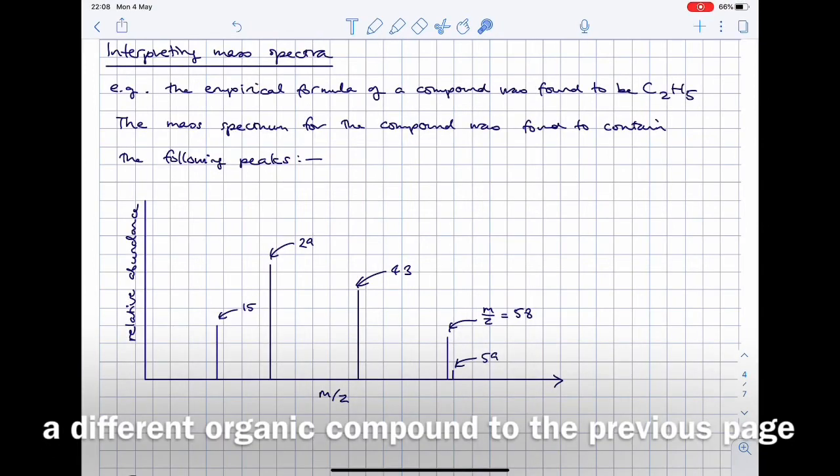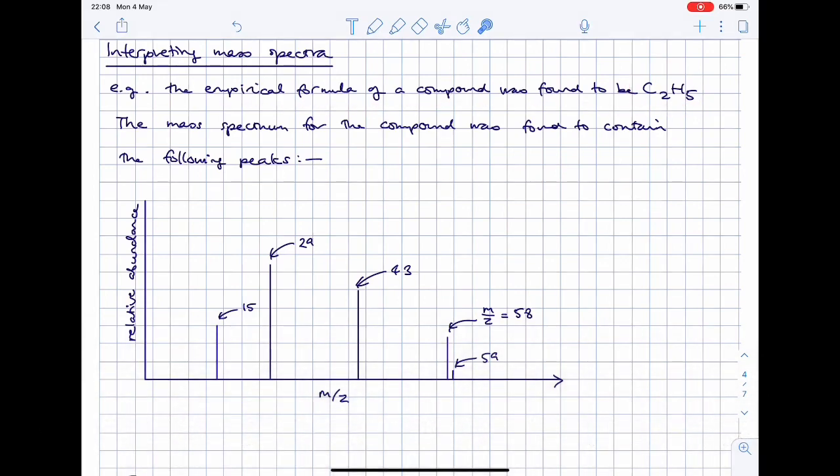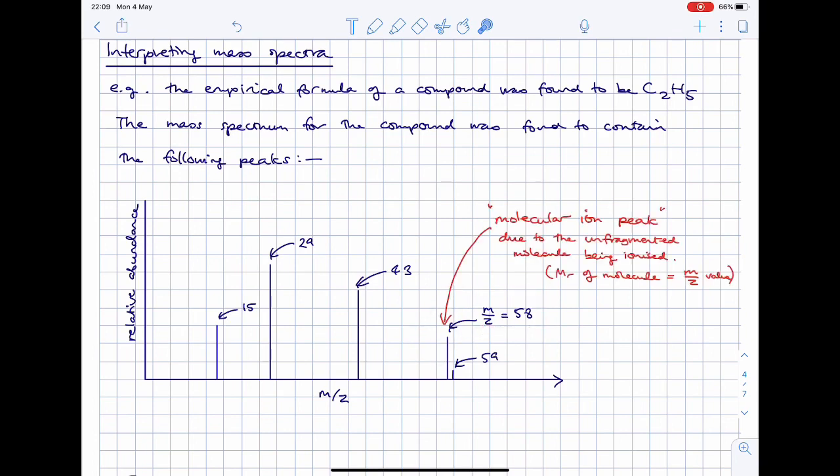So let's look at an example of a mass spectrum for a sample where we know the empirical formula of the compound to be this. So first of all, we look for the most prominent peak with the highest M over Z value, and this will be due to the molecular ion. So this is called the molecular ion peak.